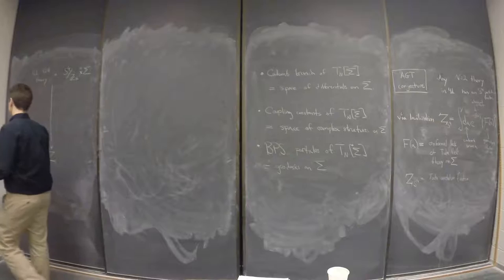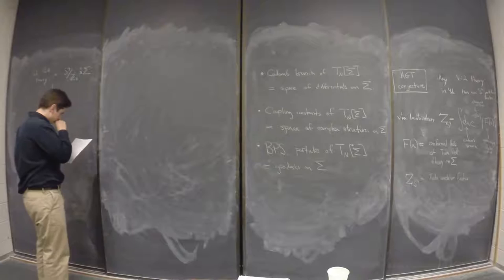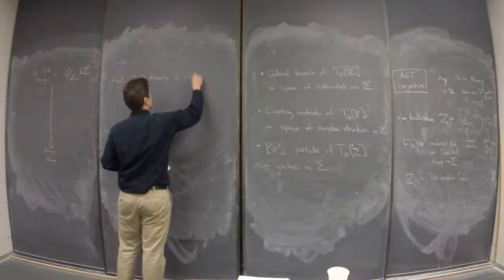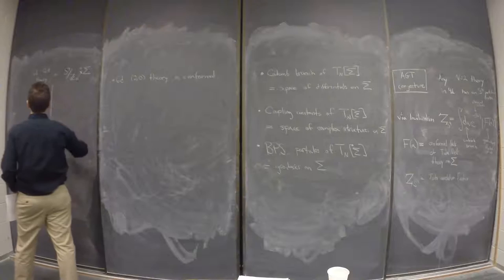Okay, so what can we say generally about this calculation? The 6D theory is conformal. So that means that this answer is independent of the overall size of this manifold.